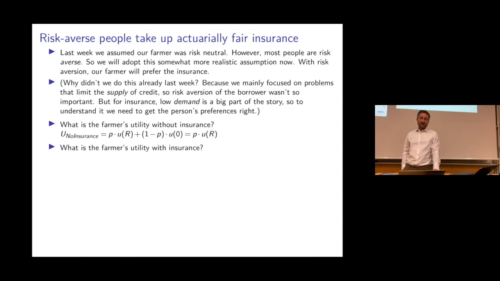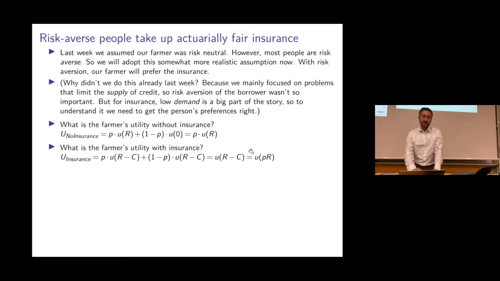With insurance, this is the farmer's utility. It's the probability of the good outcome times the utility of R minus C, that's the return that they earn minus the cost of the insurance, plus the probability of the bad outcome times that same utility. Remember, in the insurance case, they get compensated if they lose their harvest, and so their income is the same. They're still paying the insurance cost. And so that's just U of R minus C, since P plus 1 minus P is just 1. And because we can again substitute for the C, everything's actuarially fair, that's the utility of P times R.